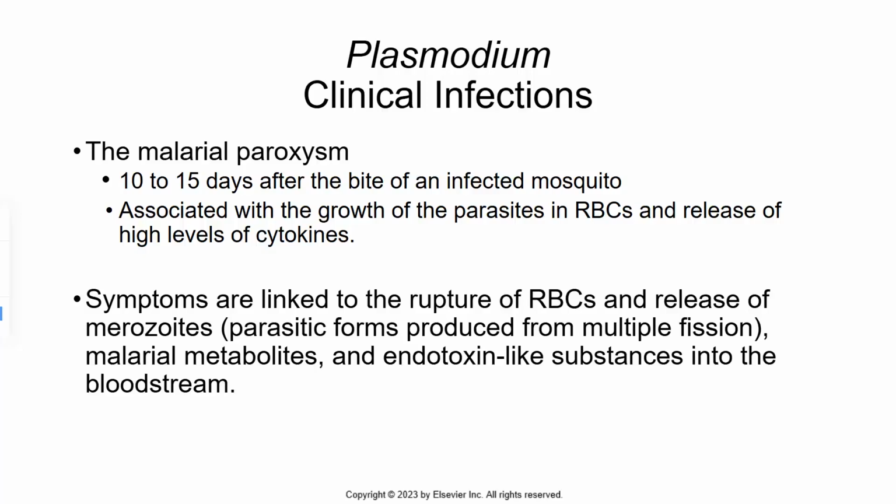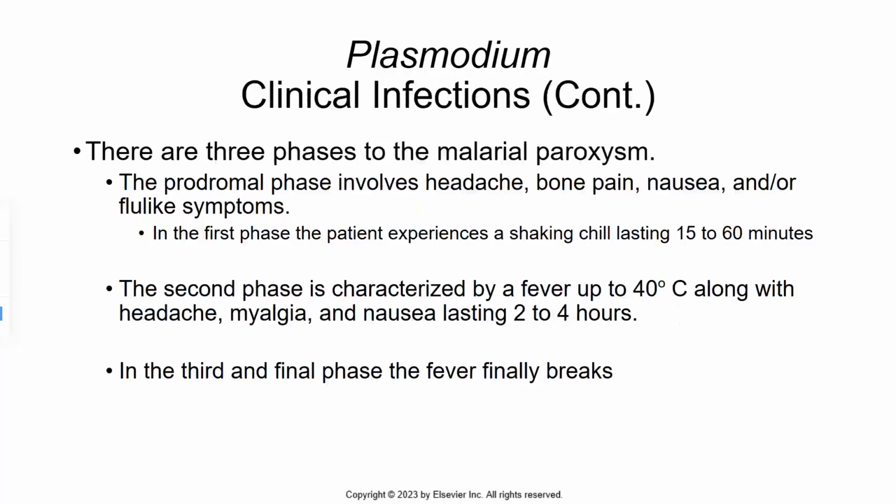Symptoms are linked to the rupture of red blood cells and release of merozoites, the parasitic forms produced from multiple fission, malarial metabolites, and endotoxin-like substances into the bloodstream. There are 3 phases. The prodromal phase involves headache, bone pain, nausea, and or flu-like symptoms. In the first phase, the patient experiences a shaking chill lasting 15 to 60 minutes. Shaking chill, meaning that their whole body is vibrating for 15 to 60 minutes. The second phase is characterized by a fever up to 40 degrees C, along with headache, myalgia, and nausea lasting 2 to 4 hours. The myalgia, the muscle pain, likely because of the prolonged shaking and convulsions.